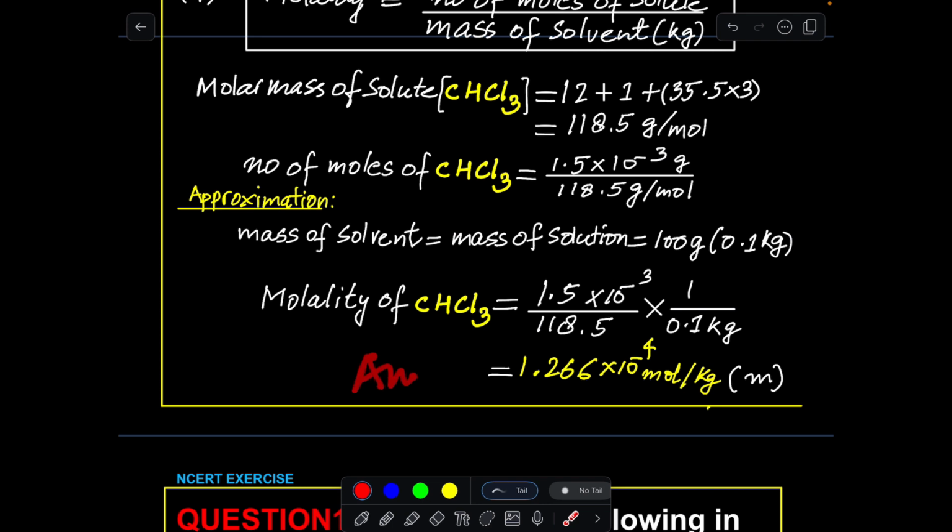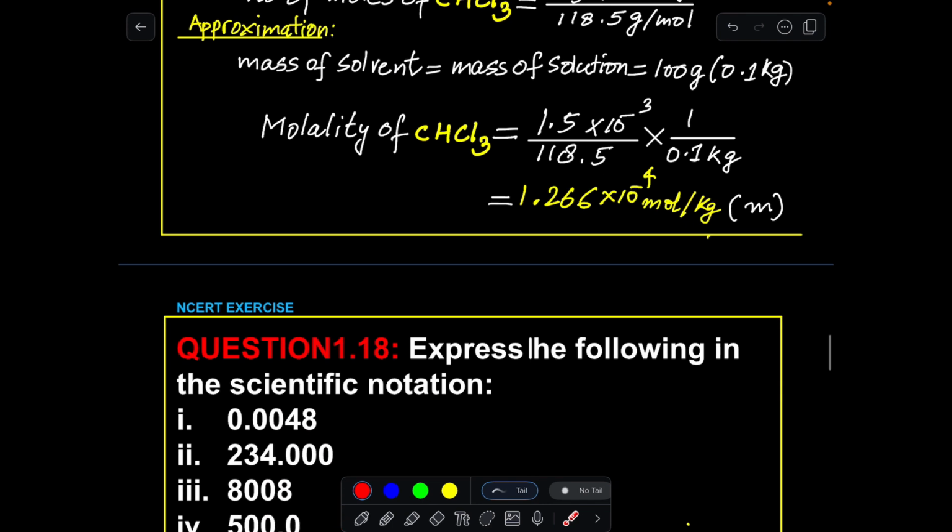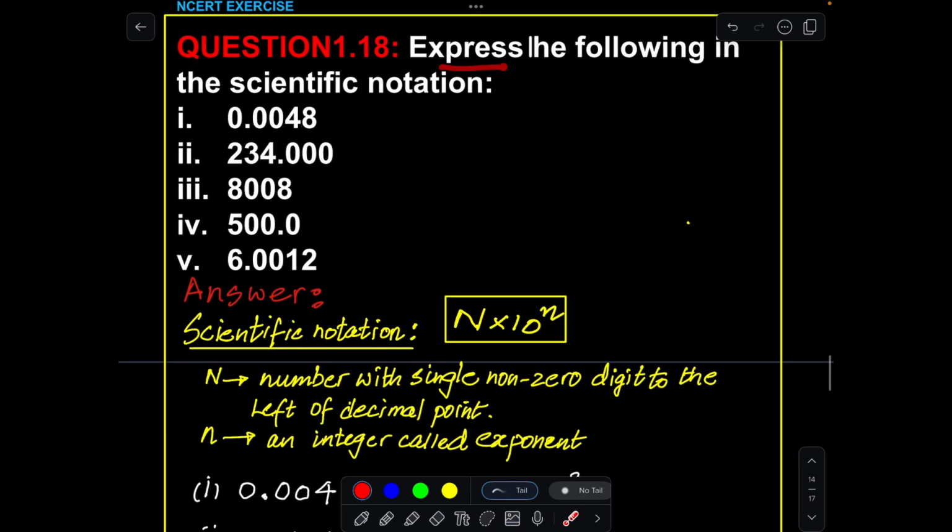Next question. Express the following in scientific notation. Now, first understand how to write down the scientific notation. When we are writing any number in scientific notation, we write down the first part as capital N, where it is the single non-zero digit, a single non-zero digit to the left of the decimal point.